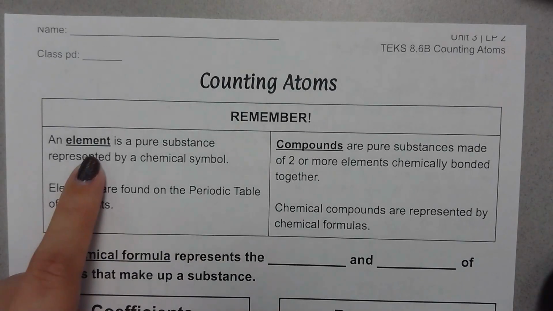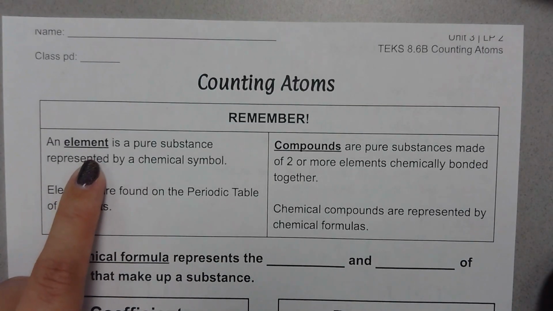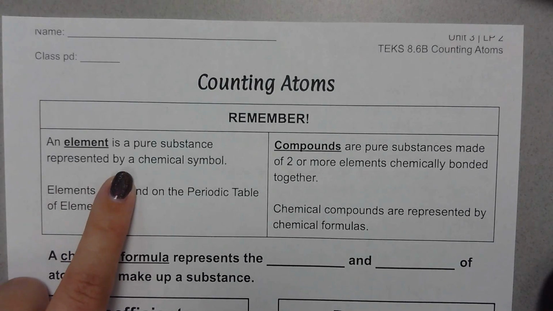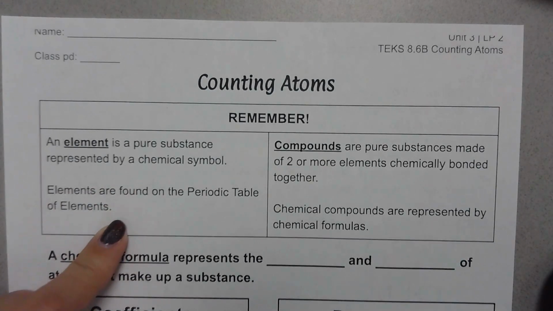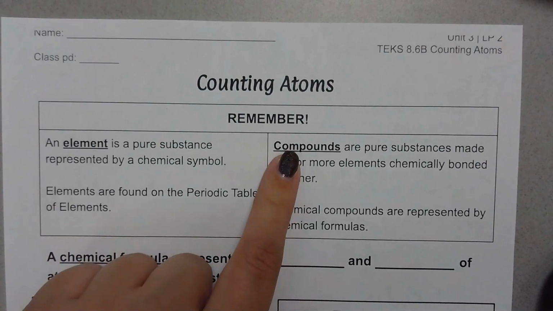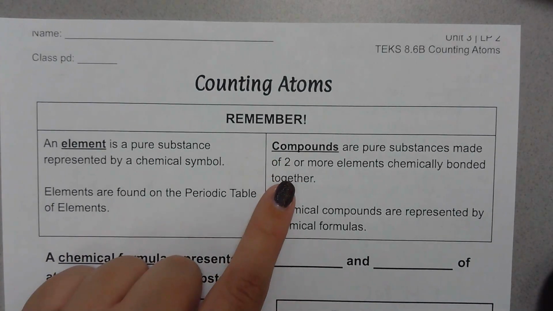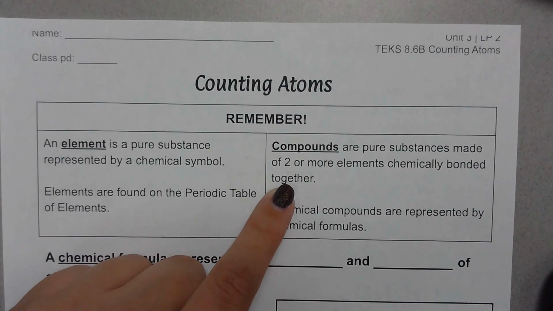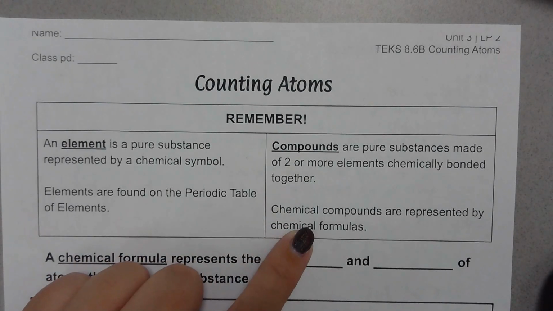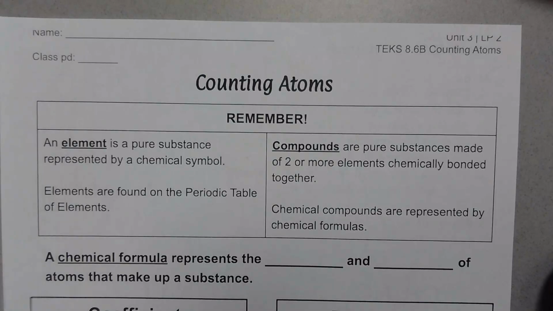So first we have elements. Elements are pure substances represented by a chemical symbol. Elements are found on the periodic table of elements. Compounds are pure substances made of two or more elements chemically bonded together. Chemical compounds are represented by chemical formulas.